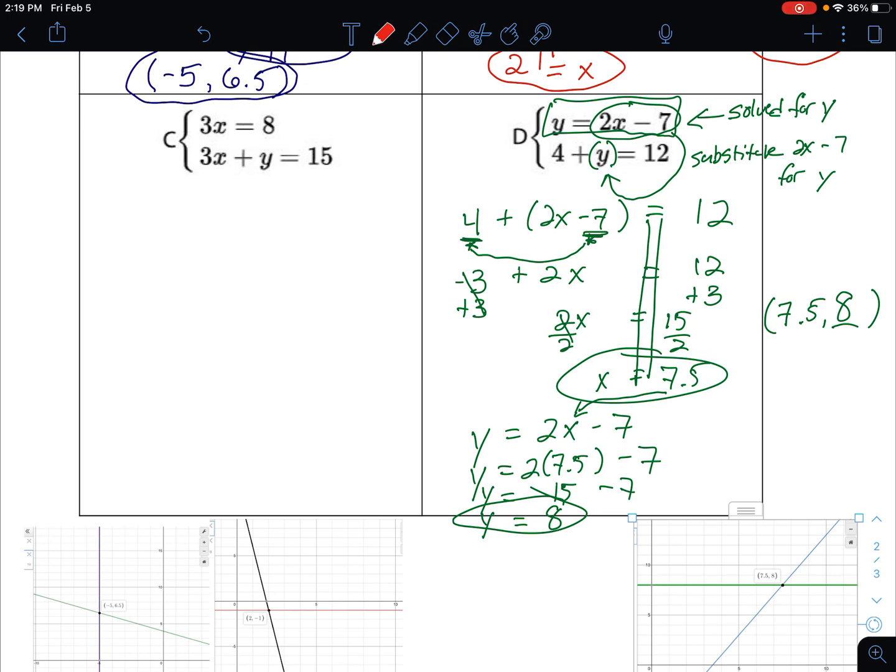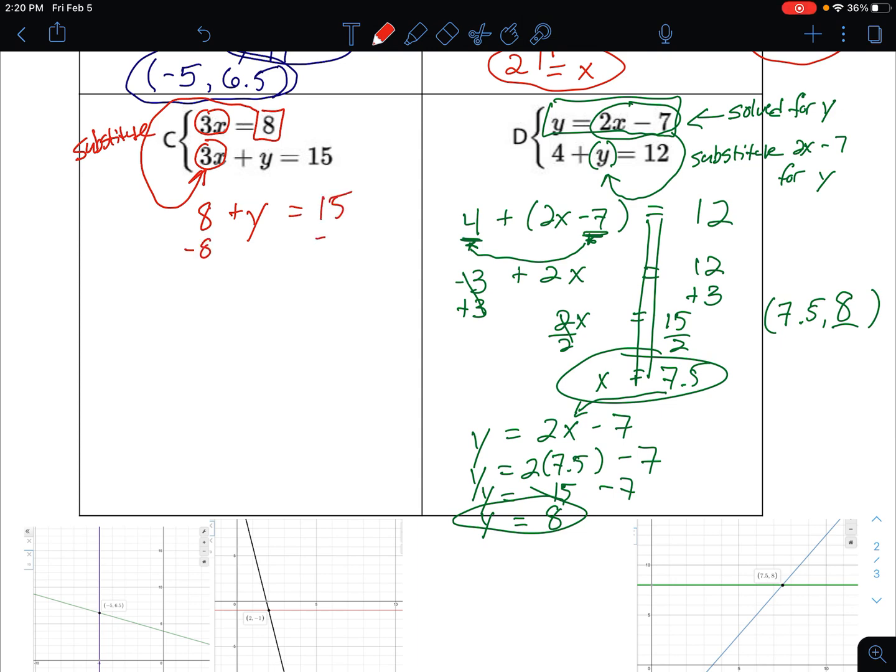This one's kind of an unusual case, but what I'm noticing is both of the equations have a 3x, and the first one has 3x equal to 8. So since 3x is equal to 8, that could be the substitution that I make right here. If 3x is equal to 8, I can take that 8 and put it in for 3x in the second equation. And so I get 8 plus y is equal to 15.